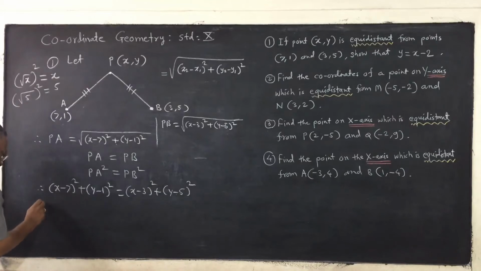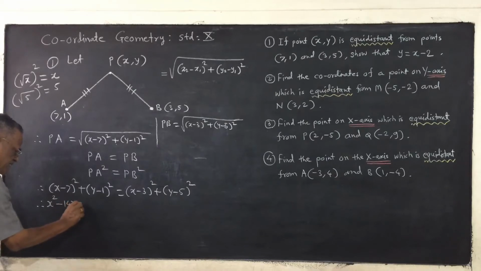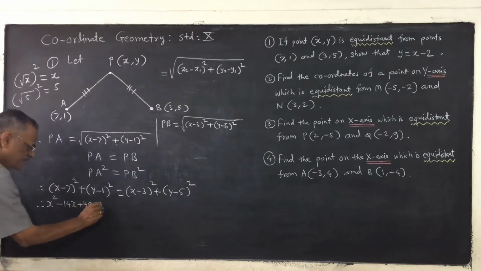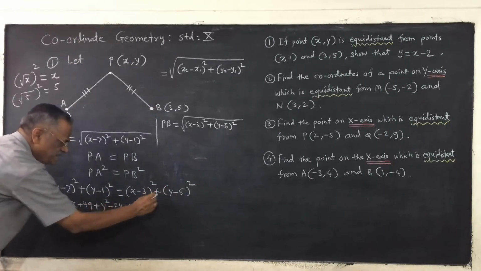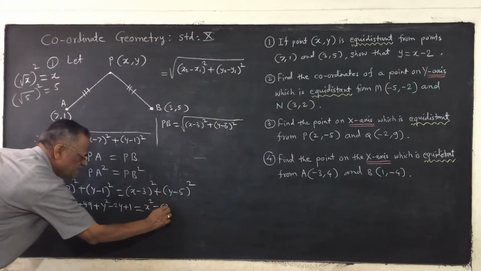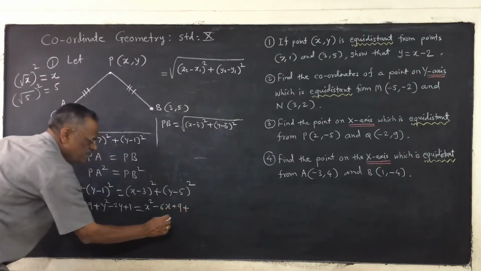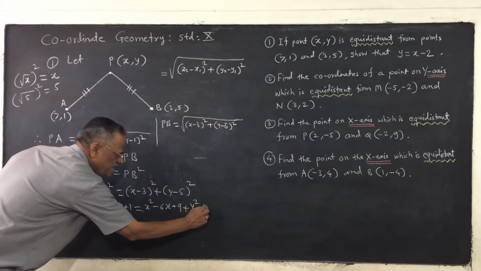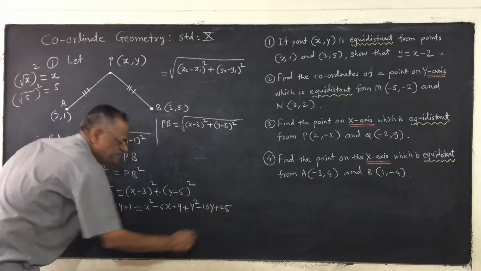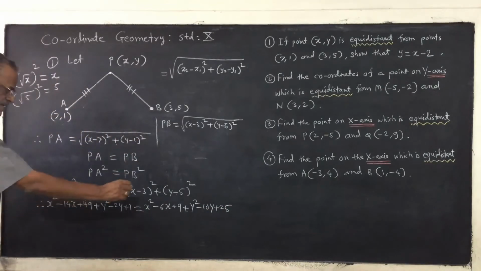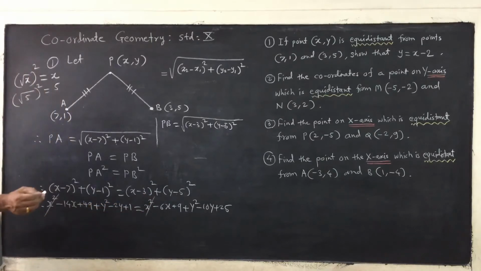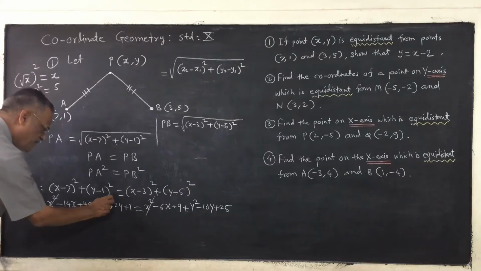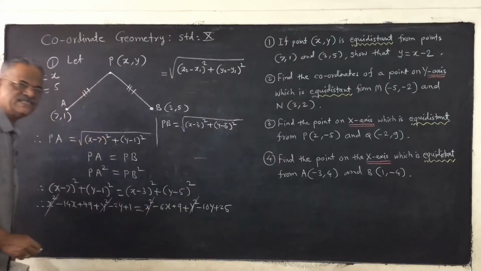So further you can solve by taking the square. Remember the identity. You can solve the square. What is the square of this side? x square minus 6x plus 9 plus y square minus 10y plus 25. Now x square on the left hand side, x square on the right hand side, cancellation is there. Now what about y square and y square, cancellation is there.